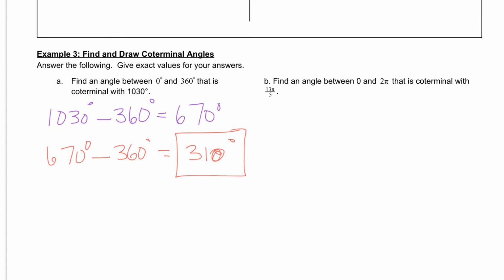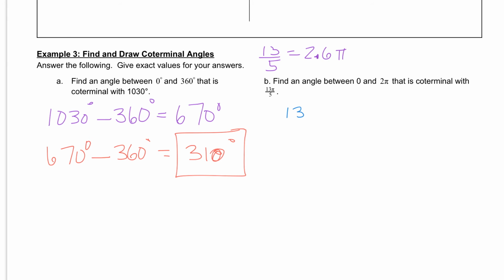If we take a look at letter B, we want to find an angle between 0 and 2 pi that is coterminal with 13 pi over 5. So with this one, we're going to be adding and subtracting 2 pi instead of 360 degrees. So the first thing we want to think about is this 13 over 5. Notice it has a pi with it as well as 2 pi does. So if we think about it, 13 over 5 is equal to 2.6 pi. And if we want something between 0 and 2 pi, 2.6 pi is bigger than 2 pi, which means we need to go down or we need to subtract.